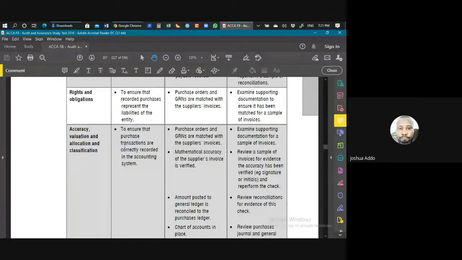Another objective, accuracy, valuation, allocation, classification, to ensure that purchase transactions are correctly recorded in the accounting system so that a purchase of motor van, which is to be used in the company as a non-current asset, is not wrongly recorded as an inventory. It's not wrongly recorded as a good. That is an issue of allocation and classification.